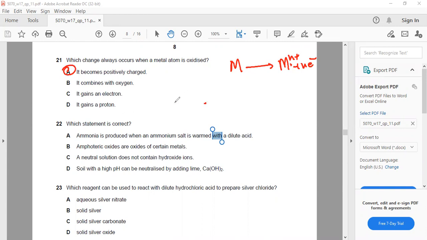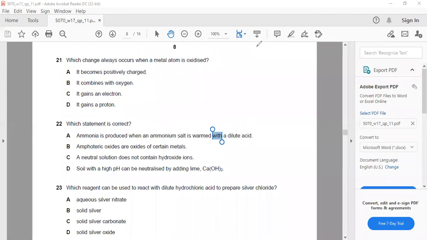Which statement is correct? Ammonia is produced when an ammonium salt is warmed with acid. Wrong, alkali. Amphoteric oxides are oxides of certain metals. Yes, correct. But let's see the C. A neutral solution does not contain OH ion. Common misconception. Neutral may have H plus and OH both, but equal in amount. Soil with high pH can be neutralized by lime. No, because it is also basic. So pH will increase further.